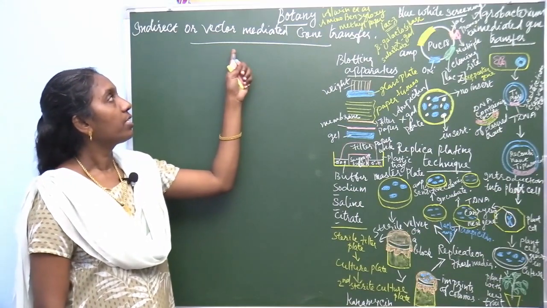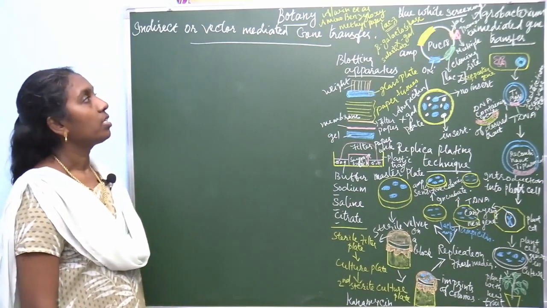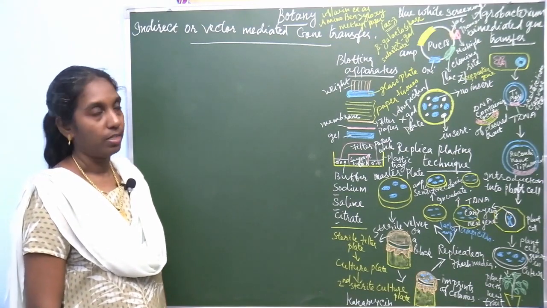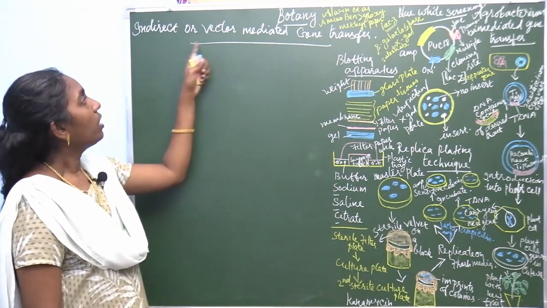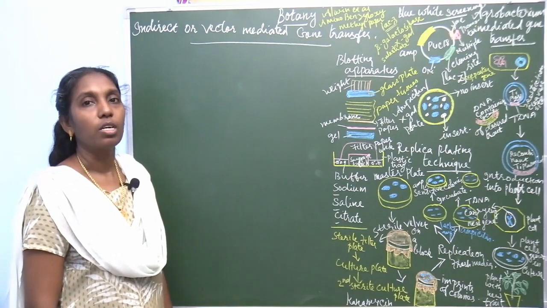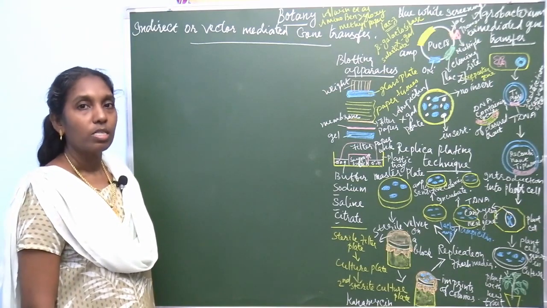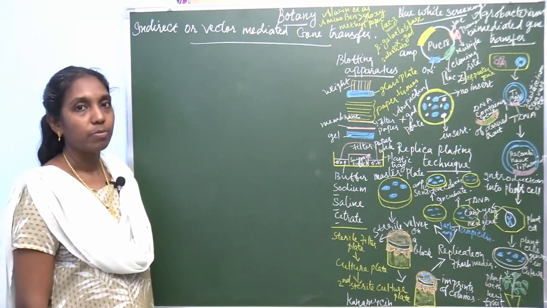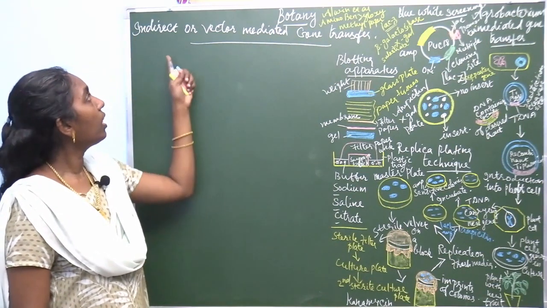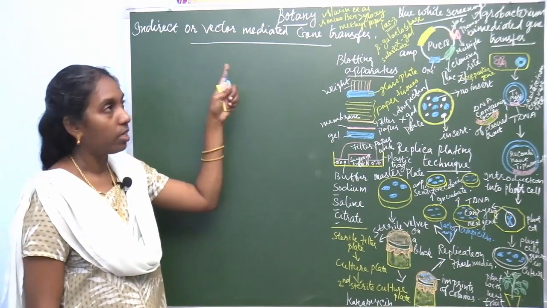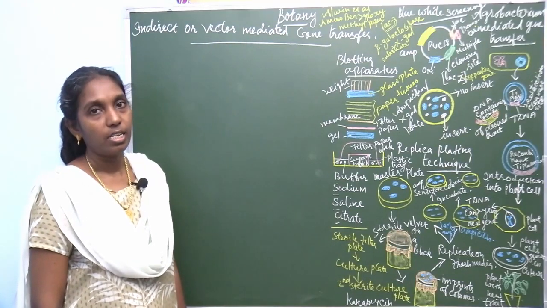Indirect or vector mediated gene transfer. What is vector mediated gene transfer? Gene transfer mediated with the help of a vector is called vector mediated gene transfer. What is the vector? Commonly we use a plasmid as the vector. So gene transfer mediated with the help of a plasmid vector is called indirect or vector mediated gene transfer.